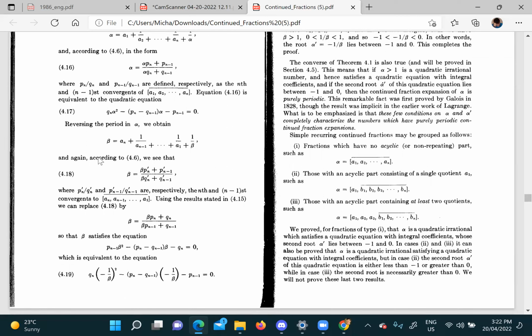Simple recurring continued fractions may be grouped as follows. Fractions that have no acyclic non-repeating part, so that's purely periodic. Those with an acyclic part consisting of a single quotient, such as that. Or those with an acyclic part containing at least two quotients, such as that. Okay, so we proved type 1 is a quadratic irrational which satisfies that condition. Cases 2 and 3 can also be proved to give a quadratic irrational alpha.